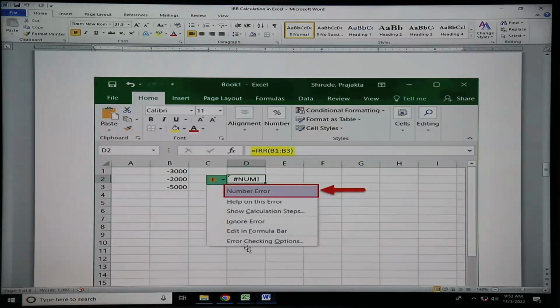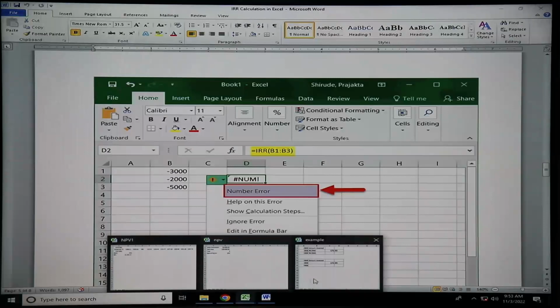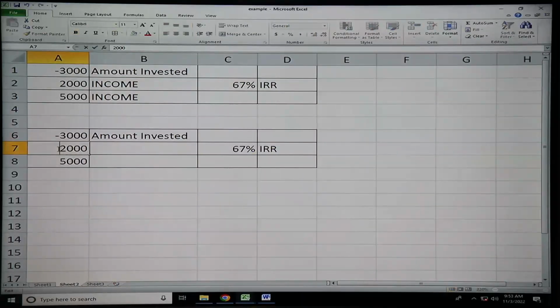You can rectify errors in so many ways. If all the values were negative, then what do we get? Let's see what you get. That is, we don't have any income. Here in our data, we have all negatives. Let's see what will happen. It will give us the same error. So that means in this cash flow, you cannot calculate the internal rate of return, whereby we have all negative values.